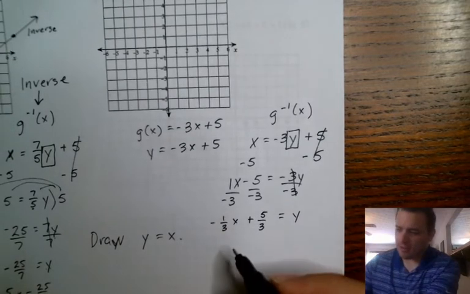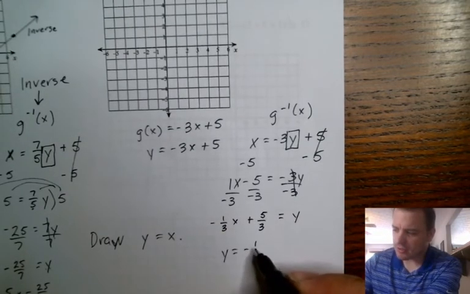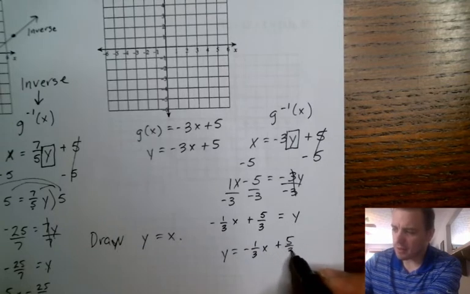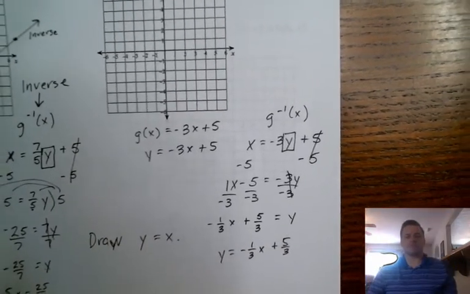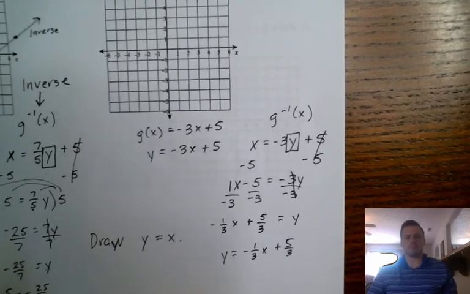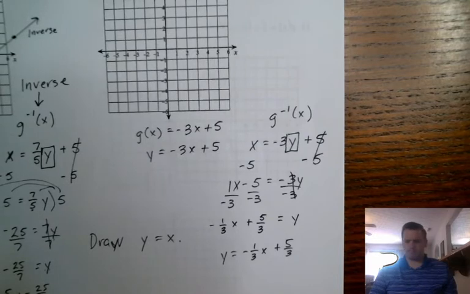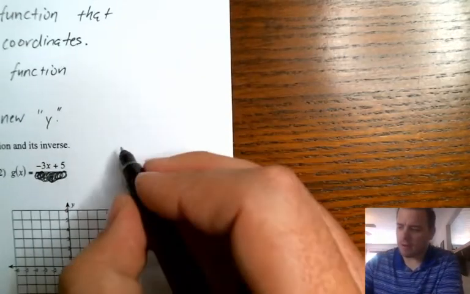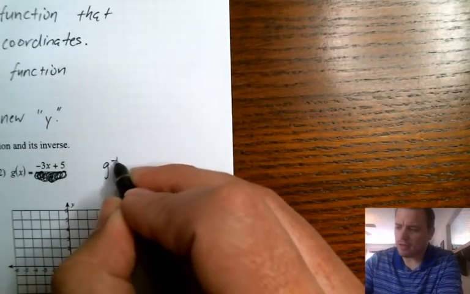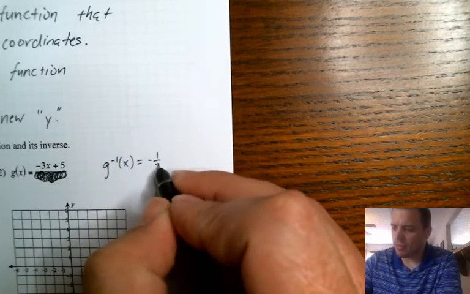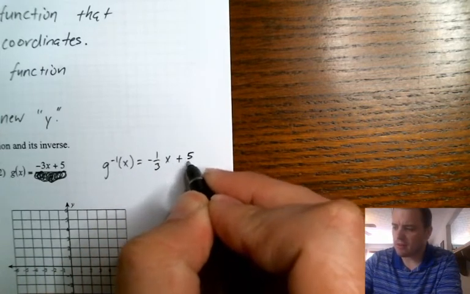I like to write it the other way, because I think you're used to seeing it more in that form where the y is on the left side. -1/3 x plus 5/3. Okay? Now I come up here and I write g inverse of x is equal to -1/3 x plus 5/3.